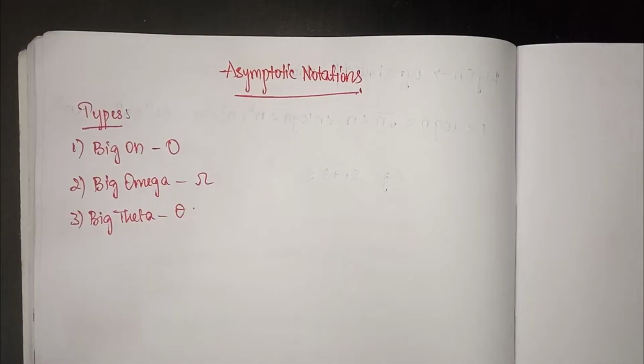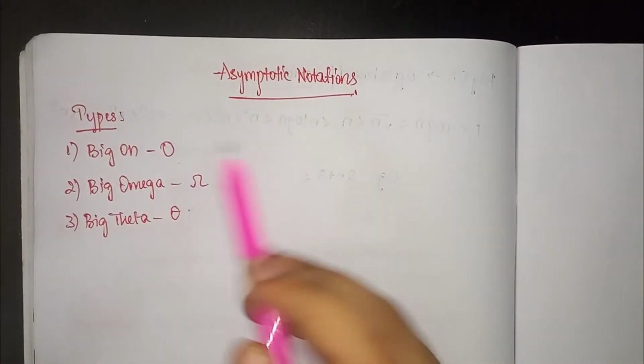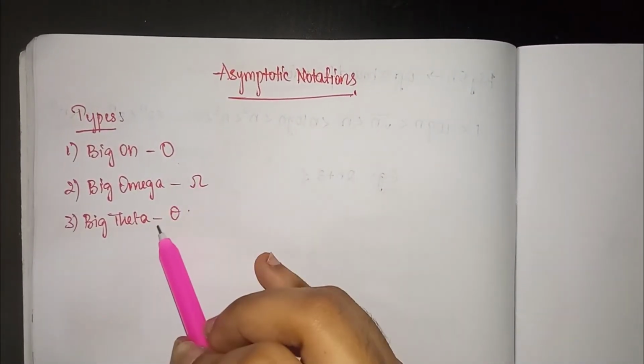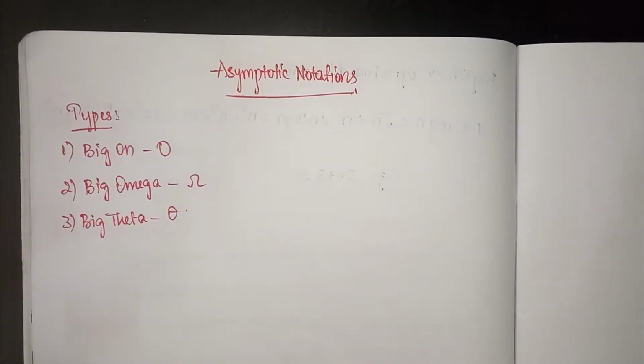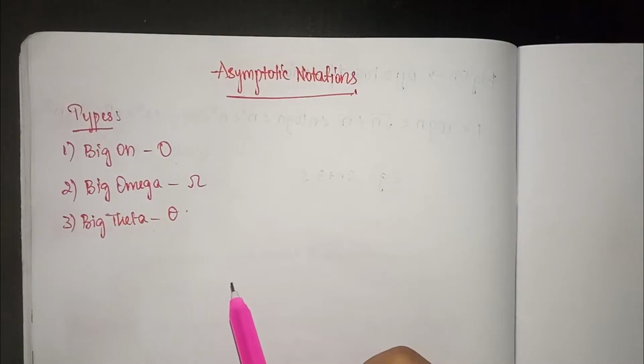So first of all, what is time complexity? The amount of time taken by an algorithm for its execution is called time complexity. And what is space complexity? The amount of space taken by an algorithm for its execution is called space complexity. So coming to asymptotic notations, there are three types. First type is big O notation, second one is big omega, and third one is big theta. In this particular video, we will be dealing only with big O notation.